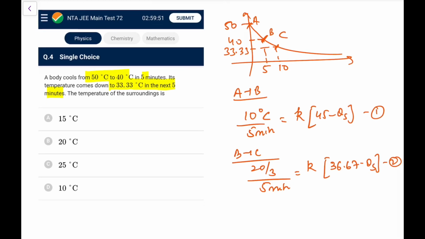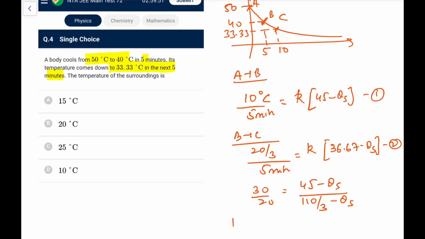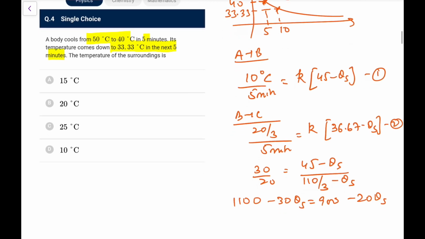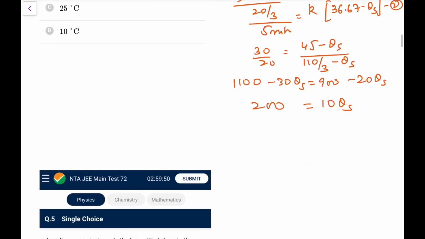So now what you will have, divide both. If you divide both, this would be 30 by 20 is equal to 45 minus theta s over... I can do this also as 30 plus 20 by 3, that would be 110 by 3. So multiply it, 3 will cancel. Minus 30 theta s equals 45 into 20, 900 minus 20 theta s. So what we have here, it goes 10 theta s, here it comes 200. So theta s is 20 degrees Celsius. You can directly make it out. Option B exactly is coming.